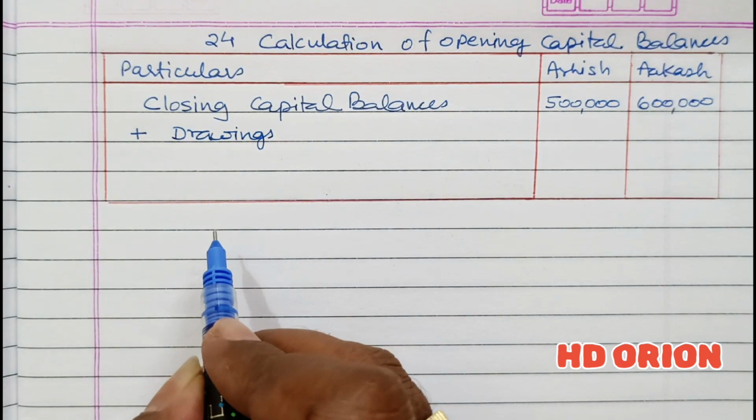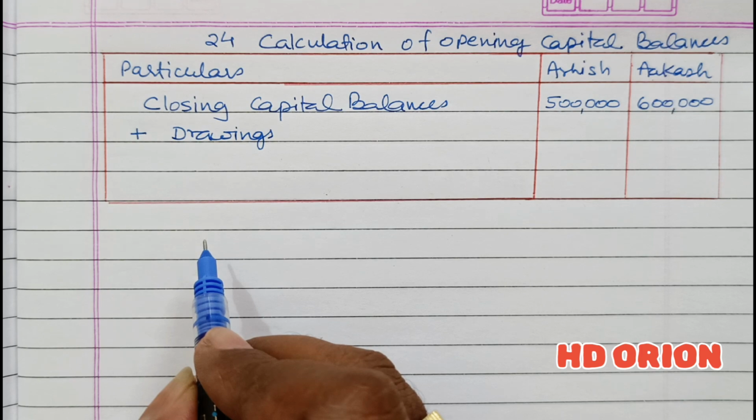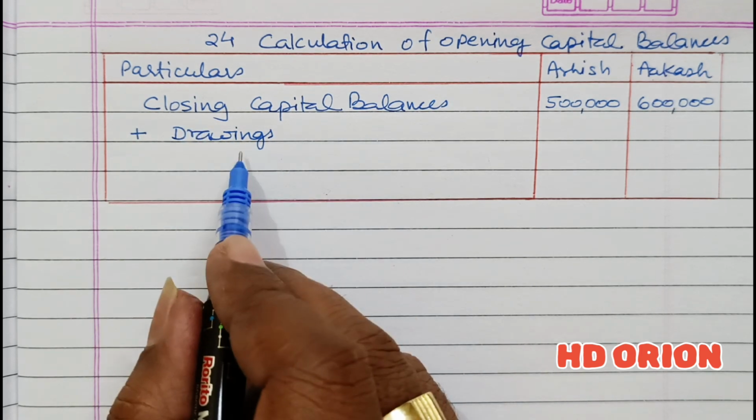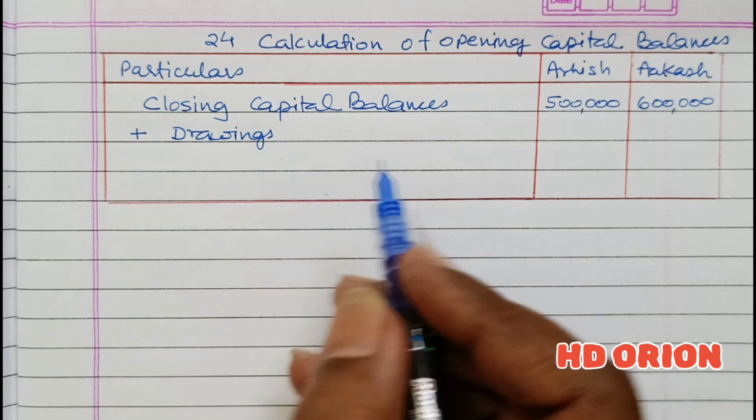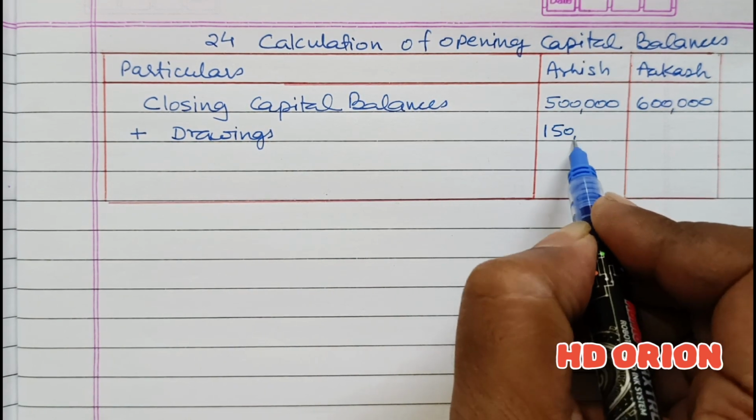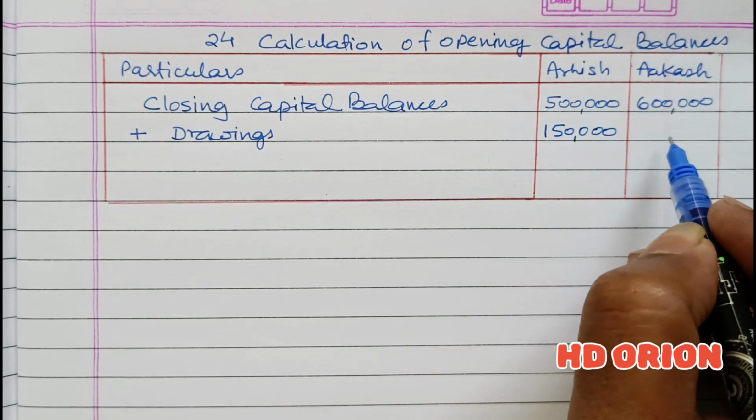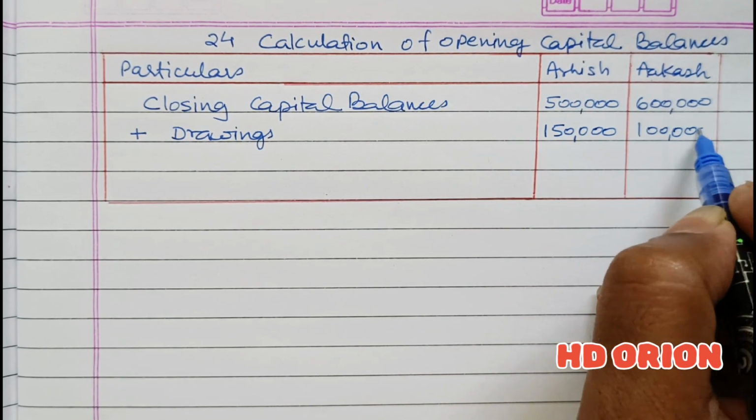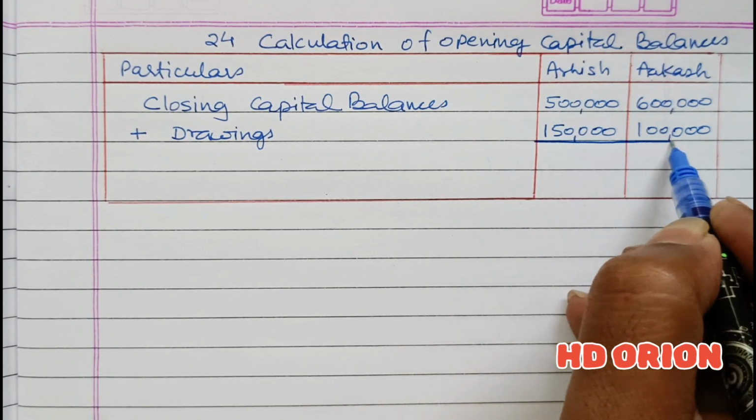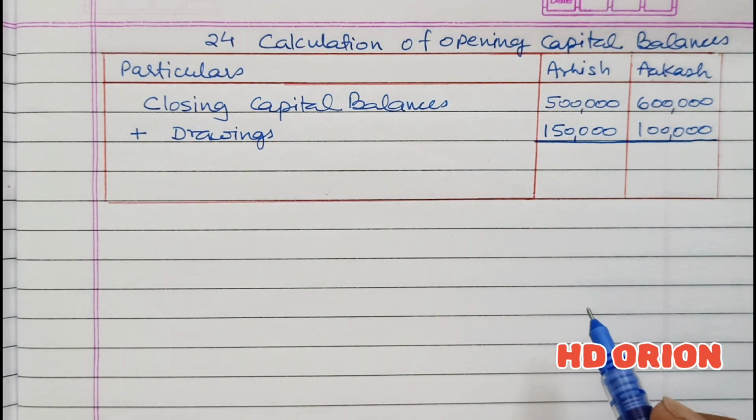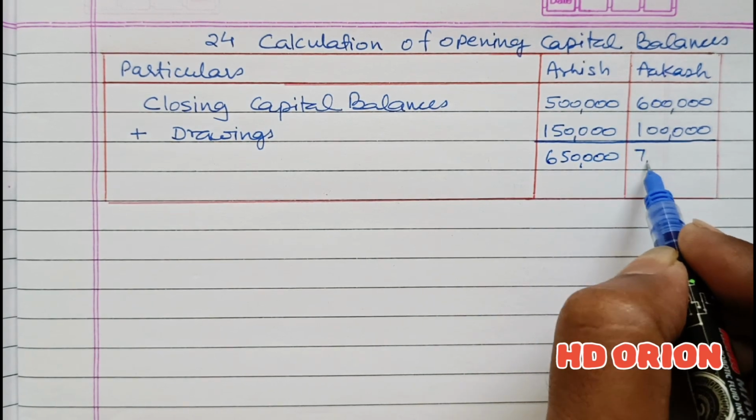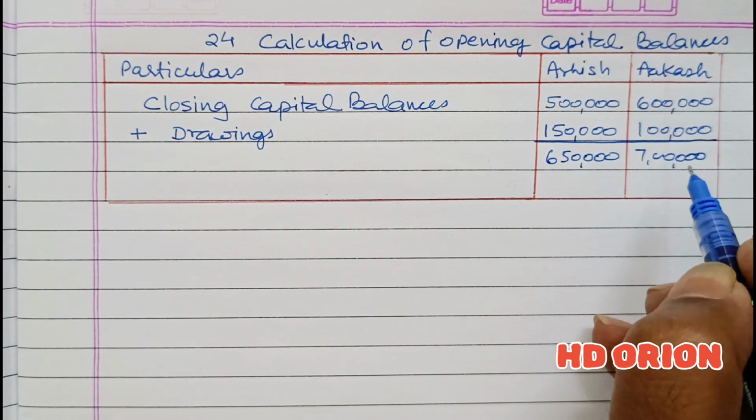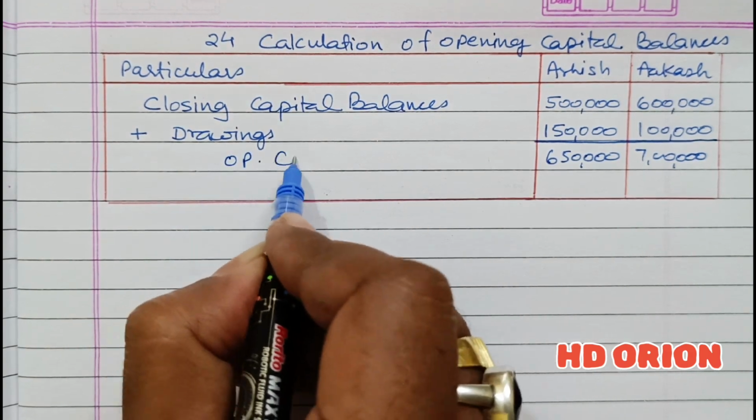So from the opening capital balance, drawings are deducted because it is withdrawing of money. But from the closing capital balances, it is to be added back to calculate the opening capital balances. Now drawings are rupees 1,50,000 for Ashish and rupees 1 lakh for the other partner Akash. We need not subtract profit because profit has not yet been distributed to the partners. Now it is 6,50,000 for the first partner and 7 lakh rupees for the other partner. It is opening capital balance.